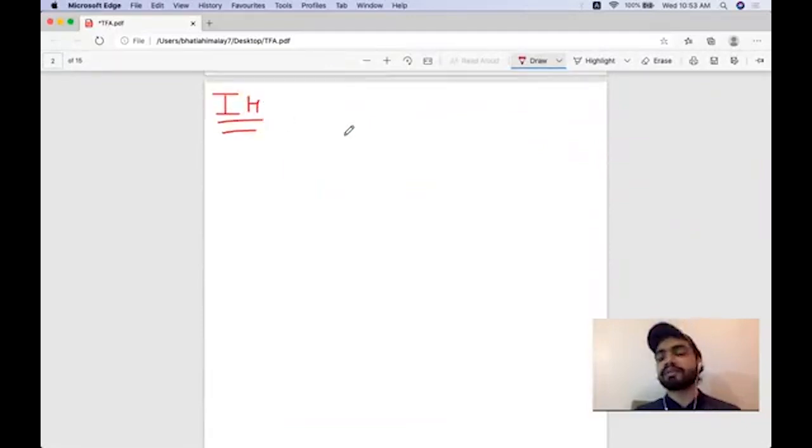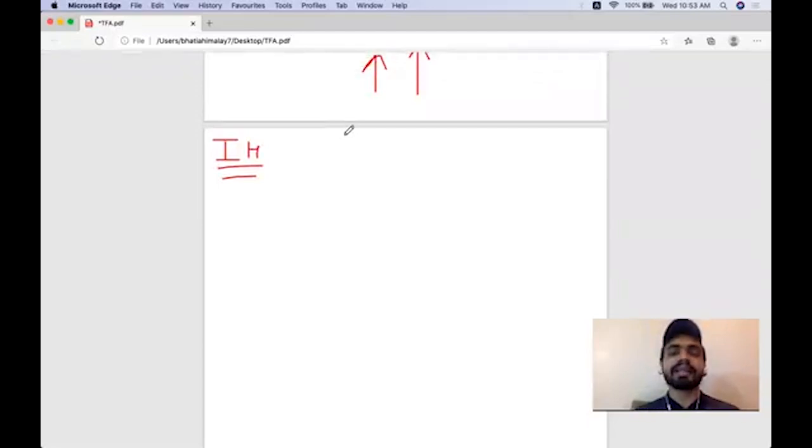Now, what is your inverted hammer? It is exactly like the hammer, only there is one small difference. What is that? So let's go by the criteria again. The first criteria over here should be that there should be a prior downtrend in the market.